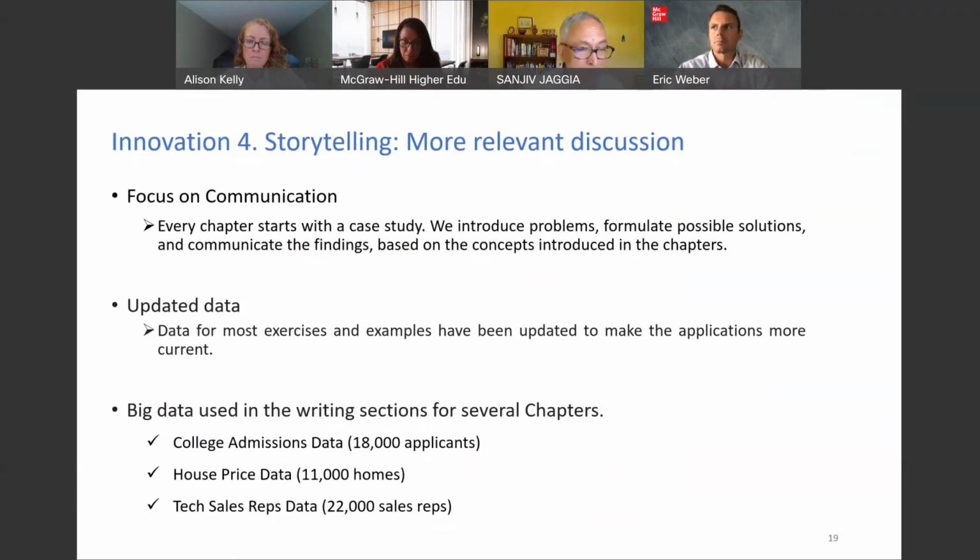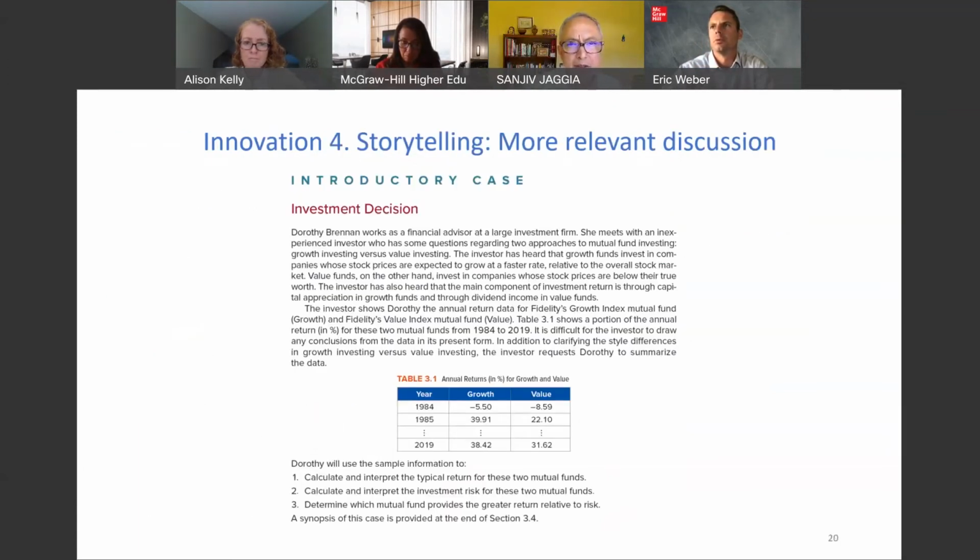And then we have a similar thing with house price data. We have 11,000 data points. These are campus housing in, I think, 50 different campuses around the US. And then we also have tech sales reps data. Next slide, please. So there are 2 things which we do to emphasize communication.